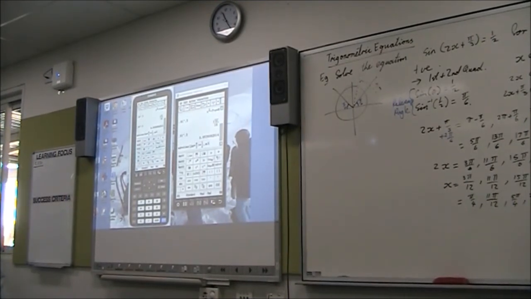Don't you put the domain in? That's what I was going to get to, Toby. Exactly, fantastic. Because if you now go EXE, you get all this stuff, pi times some constant. They would be general solutions, so if you didn't have a restricted domain. But as Toby has already pointed out, we've got a domain between 0 and 2 pi. So we can put that in.